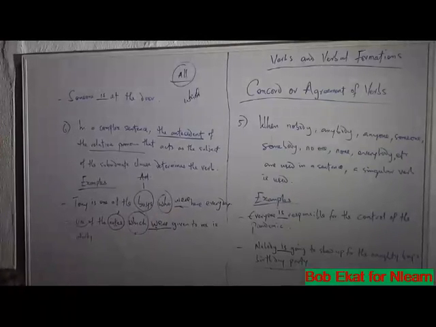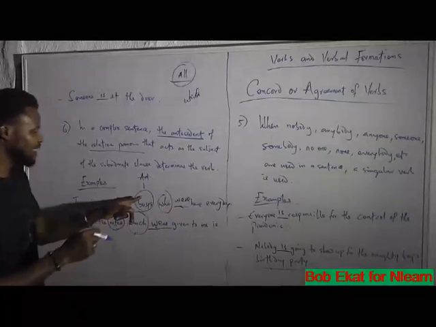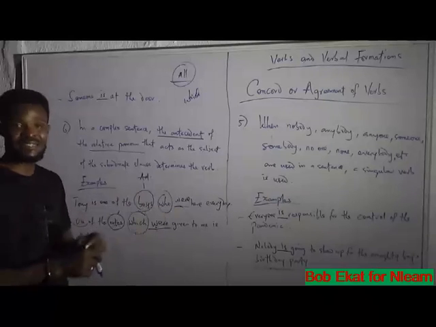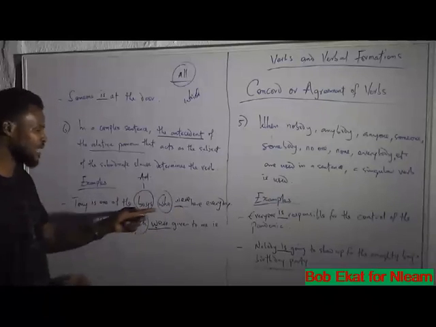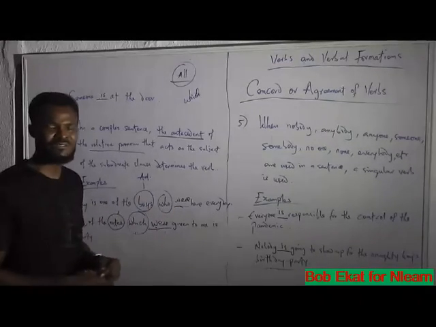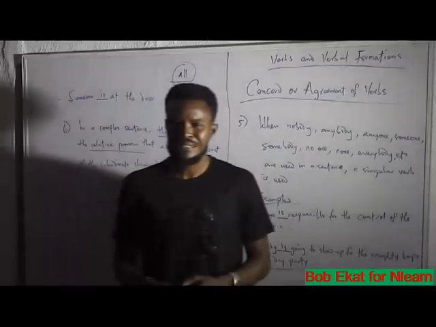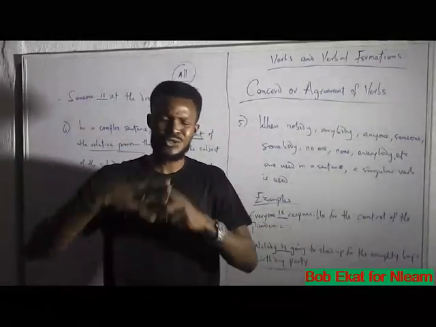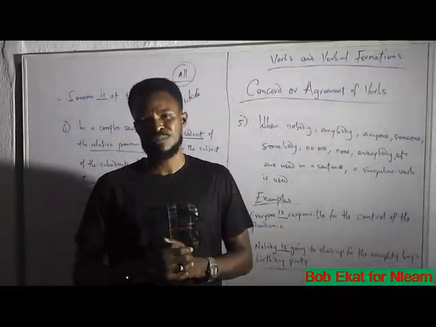If this here were to be in singular form, then you would have a singular verb. But of course, you can't have it in singular because we are saying Tony is one of. Usually when you have sentences which go like this, one of, the subsequent noun is usually in plural form.